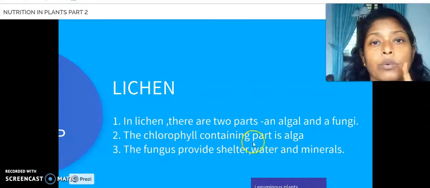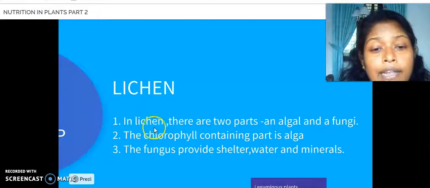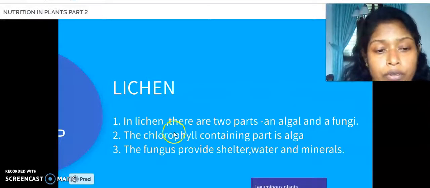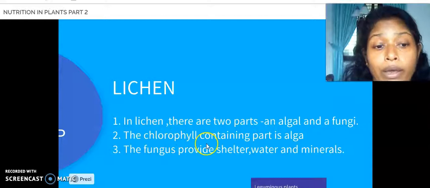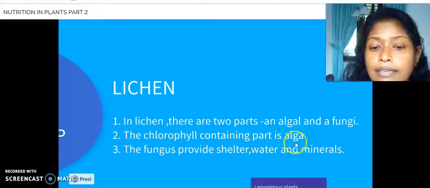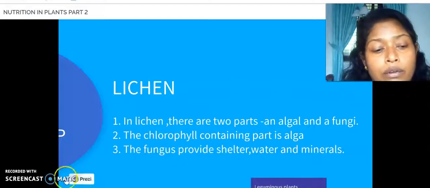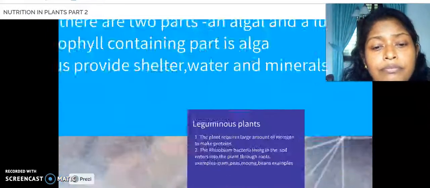Very important question, a one-word or 1 mark question, or give reason: why is algae called the producer? Because it contains chlorophyll. So the chlorophyll-containing part in the lichen is the algae, whereas the fungus provides shelter, water and minerals.